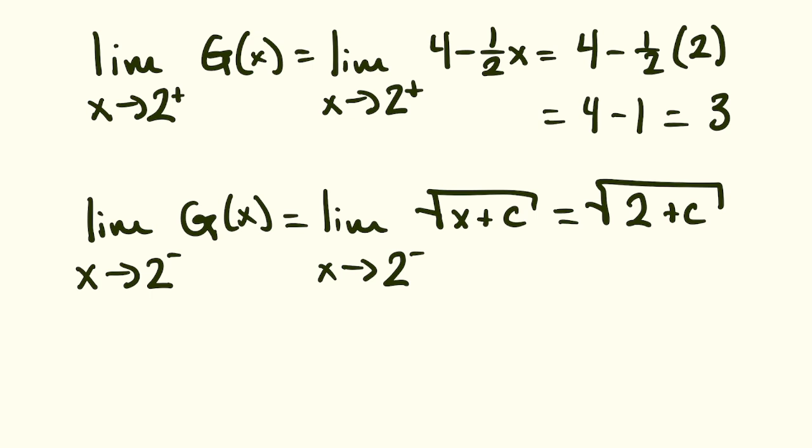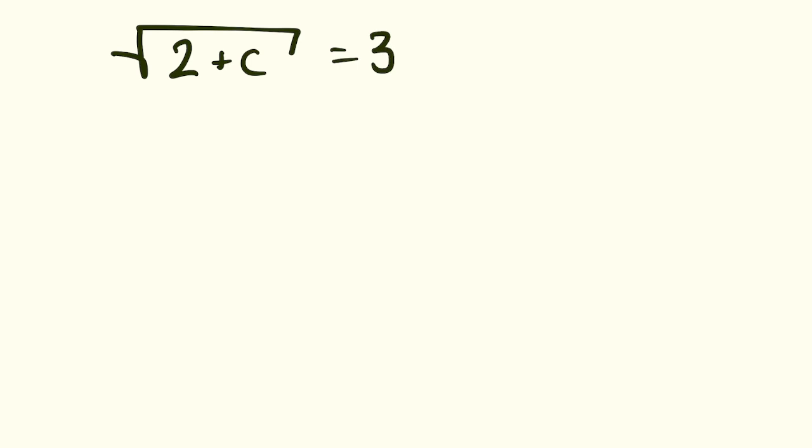We have two different places, and we want to make sure these are the same place. So what we're going to do to make sure that we have a limit there is we are going to set these two numbers equal to each other, or these two expressions, and solve for c. So we have square root of 2 plus c is equal to 3.